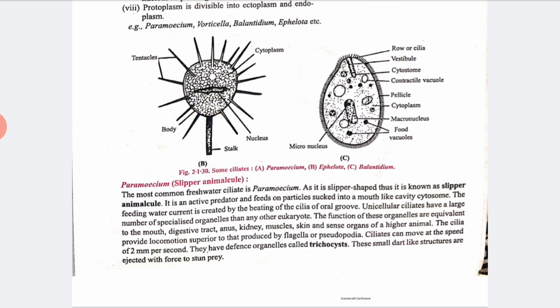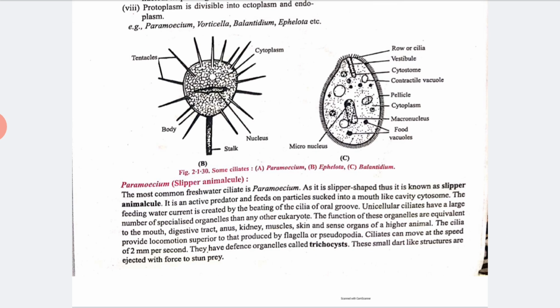The most common freshwater ciliate is Paramecium. So it is slipper shaped, thus it is known as slipper animalcule. It is an active predator and feeds on particles, sucking them into a mouth-like cavity, the cytostome. The feeding water current is created by the beating of cilia in the oral groove.